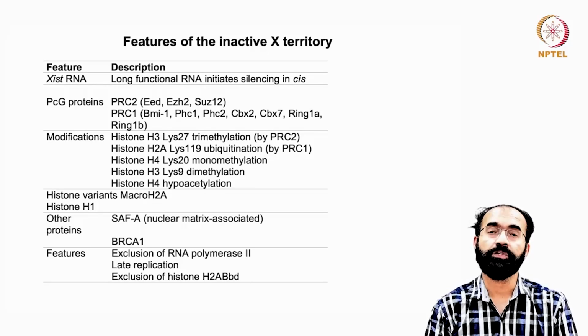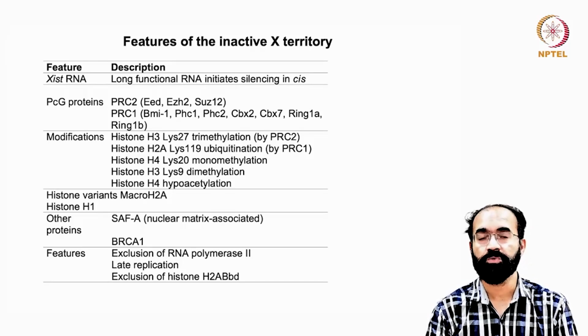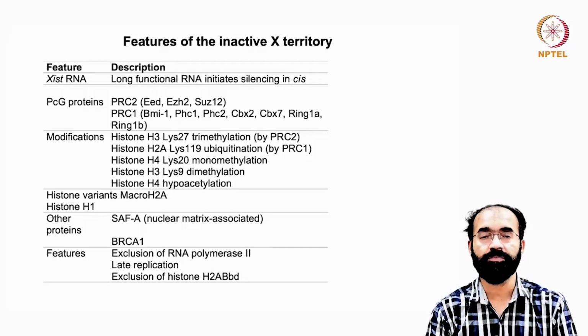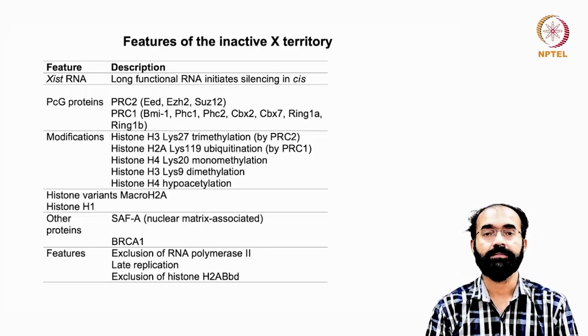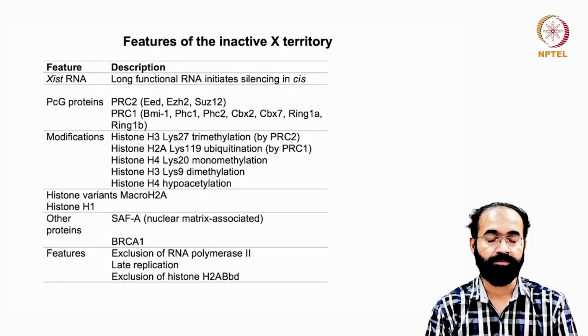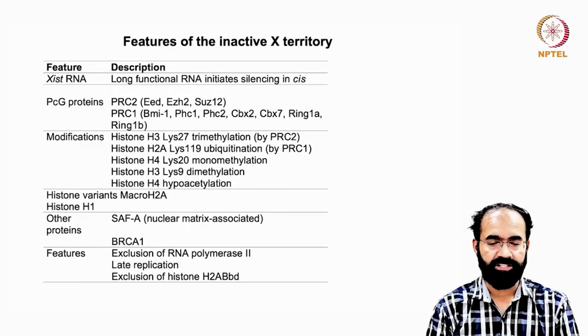It also exhibits some unique features. What are they? Exclusion of RNA polymerase 2. We know what RNA polymerase 2 does to DNA: it facilitates the expression of mRNAs. So it is not welcome on this inactive X chromosome. If RNA polymerase 2 comes in, there can be some expression that can sabotage the dosage compensation.